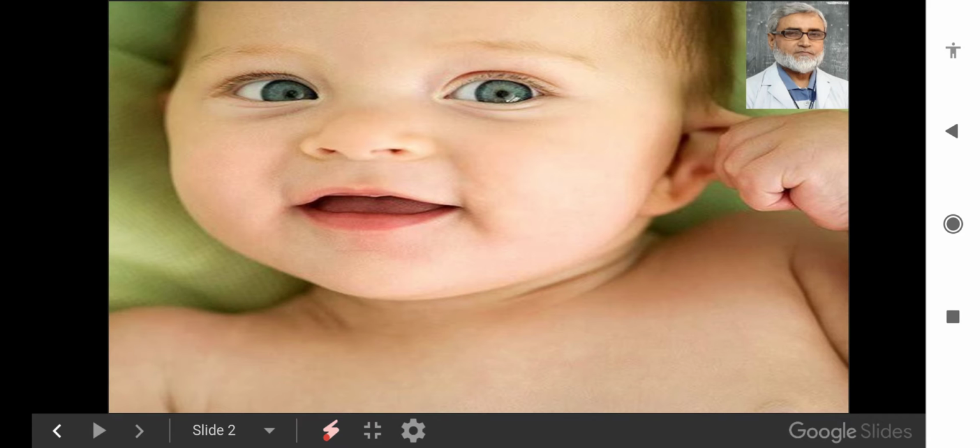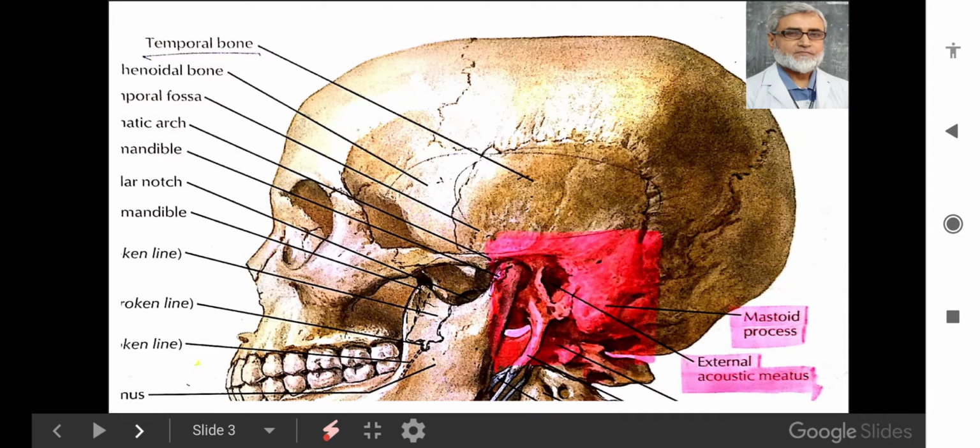Today we have to study about the external ear. Now see this picture. What is the actual location of external ear in the skull? Observe here. This one is your external acoustic meatus. Above this, the auricle is attached.